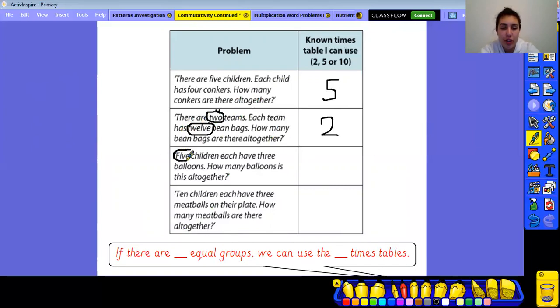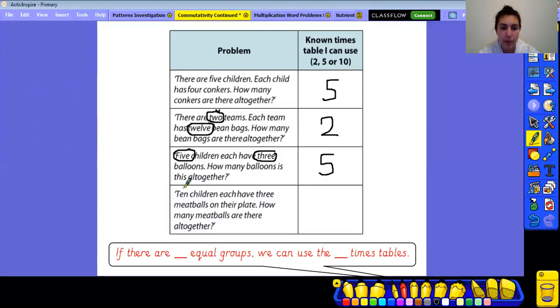Right, 5 children again. 5 children each have 3 balloons. So 5 children, they've got 3 balloons each. How many balloons are there all together? So I know I've got 5 groups of 3. Well, I can't count in my 3s quite fluently yet. If you can, super, you could do it like that. But if you're more confident with your 5s, then you might say instead that you've got 5, 3 times. So then you would count 3 times 5. 5, 10, 15. So my 5 times tables will help me out here.